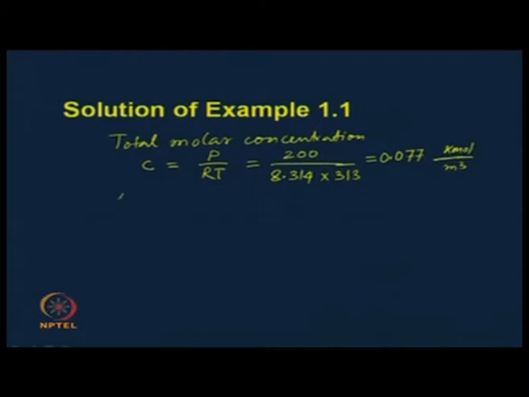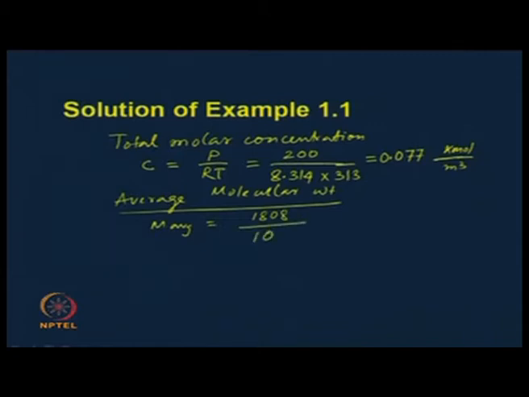Then average molecular weight, we can calculate M average. The total molecular weight is 1, the mass is given as 1808 divided by 100, which is equal to 18.08 kg per kmole.